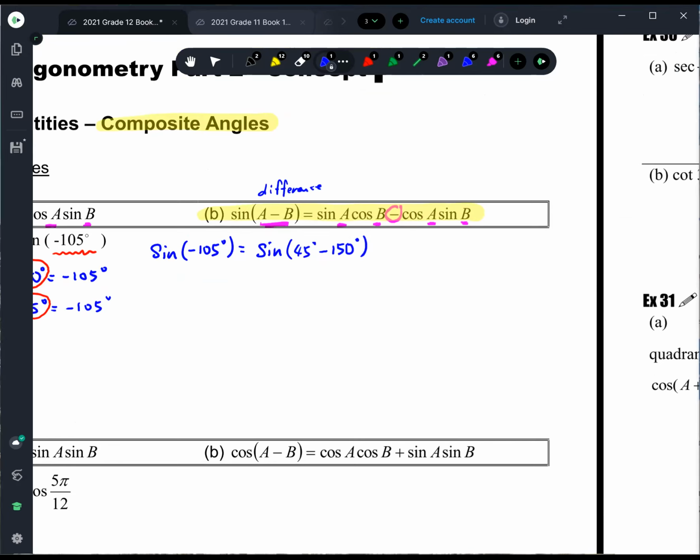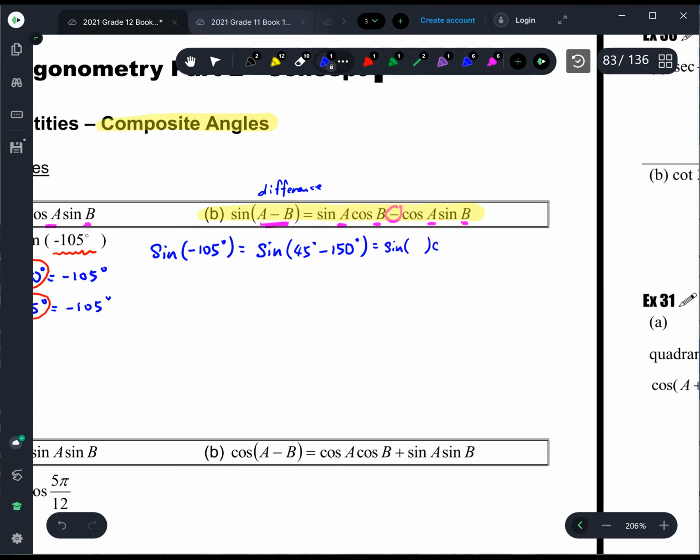And then now we just follow the formula here, the identity. It will equal to sine, cosine. Now because it's a difference, it will be subtract, cosine, sine. Okay, and then inside you fill in the angles. A, B. Okay, A, B.